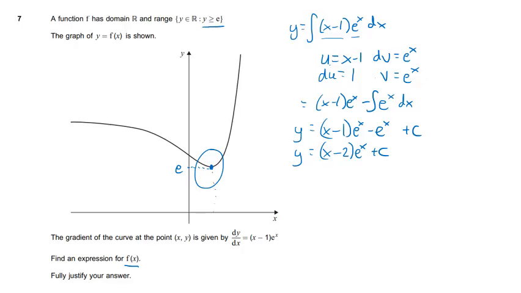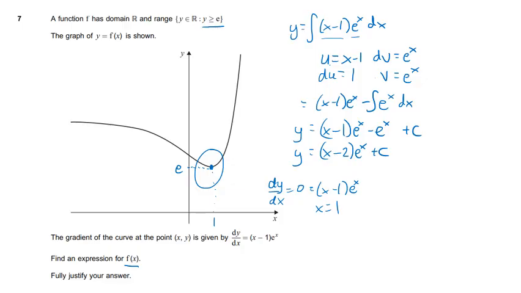Well, at that point, the derivative is 0. So I know that dy by dx equals 0. And dy by dx was x minus 1 e to the x. So that tells me that x must be equal to 1 at that point.